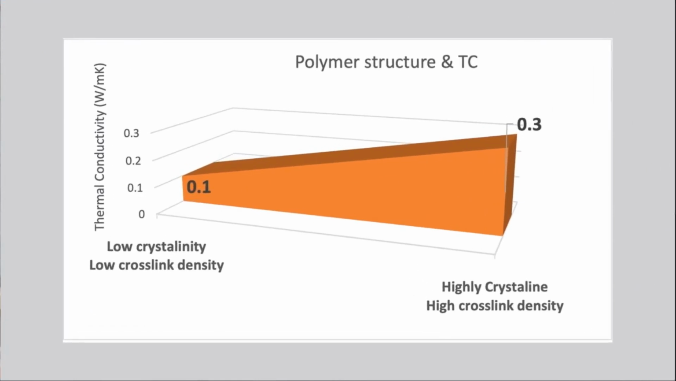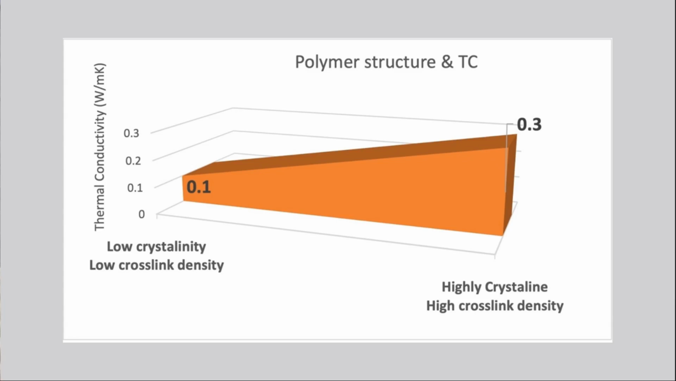So generally, polymers are going to be anywhere from 0.1 to 0.3 watt per meter Kelvin. On the low end of that, low cross-link density, low crystallinity, you're going to be about 0.1. High crystallinity, high cross-link density, you're going to be at about 0.3. Now, a lot of you out there that are really concerned about thermal conductivity are thinking, oh my gosh, that's very low. And it is.